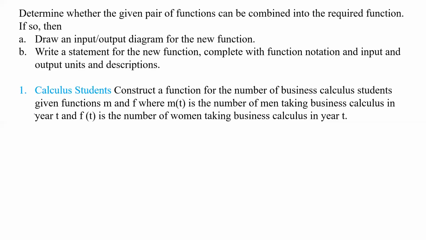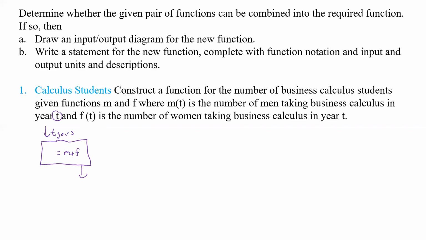So if we're drawing something, we'll have our box and we'll have some kind of input and some kind of output. So now we have to think about what's coming in and out. Well, what are we putting in? We're basing this on the year t. So let's say this is t years. Okay. Well, then what are we doing within our box? We're taking and adding the number of men and the number of women to get the total number of students. So we're going to take the m plus f.